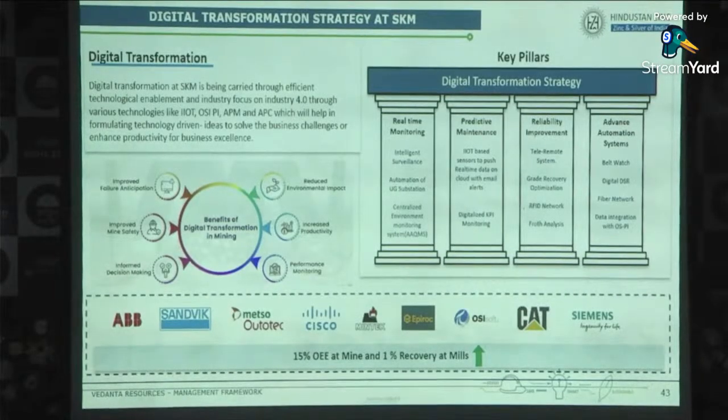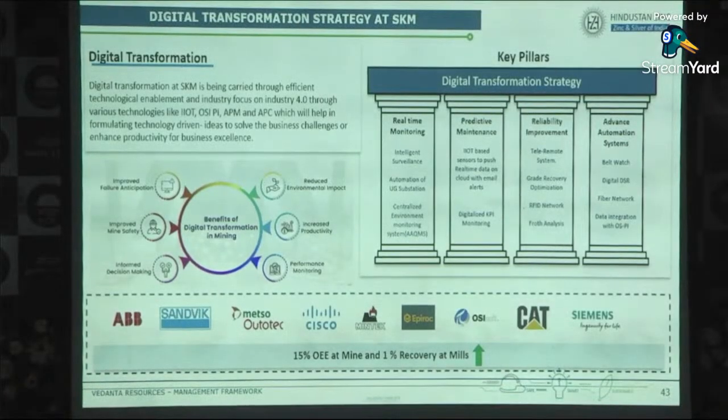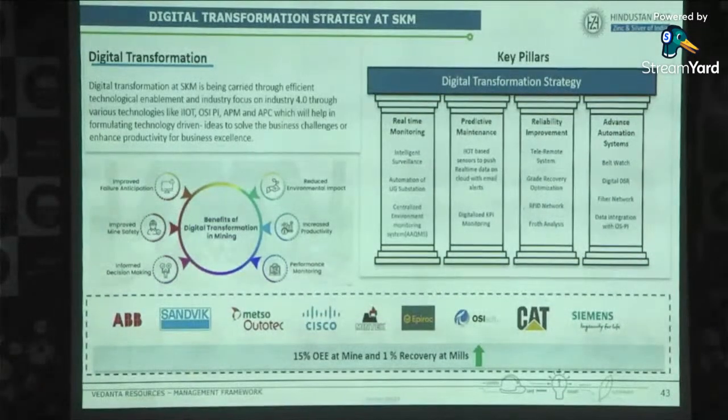First, real time monitoring. For real time monitoring, whatever machines are running in underground, we have almost 250 machines at a time which are running in underground. So to track this much of fleet, we have to establish a digitalized system where I can see where my machine is at that time.